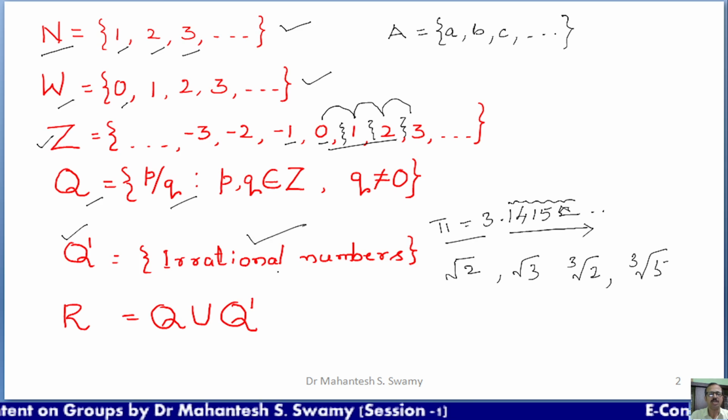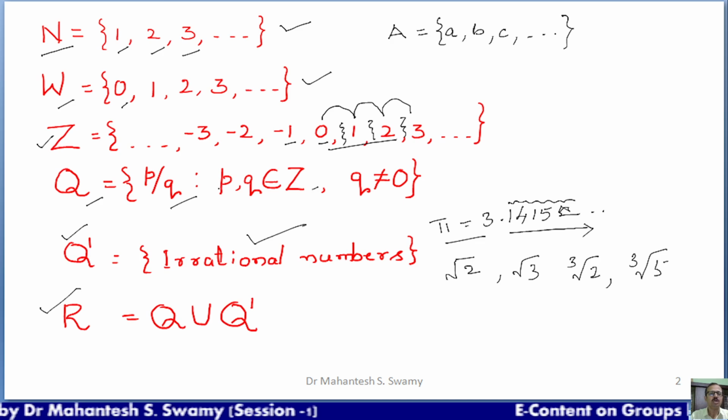If we consider the union of rationals and irrationals, that is going to form a new, very huge set of numbers, the set of real numbers. So we have now got the idea of the sets of numbers.